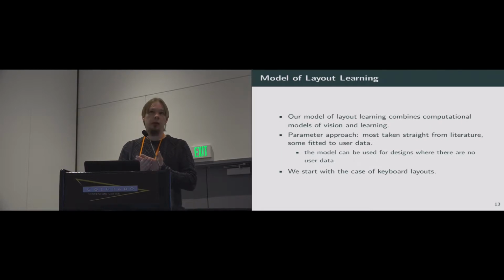This makes the model perhaps easier to use in this particular context. It makes the parameter fitting for us a bit easier. There are not that many parameters, and most of the parameters that we are using in the model are taken straight from literature. We wanted it to be like this because we want the model to be general. We had to fit a couple of parameters that relate to learning, but even then, we shouldn't have to refit those parameters when we change between different layout contexts. So even if there are no user data for a given design, you should be able to use the model to evaluate the learnability of the design.